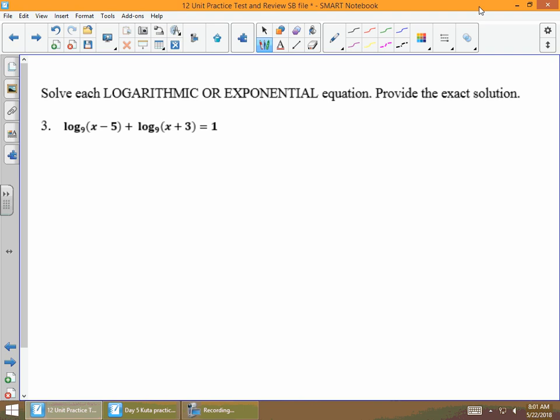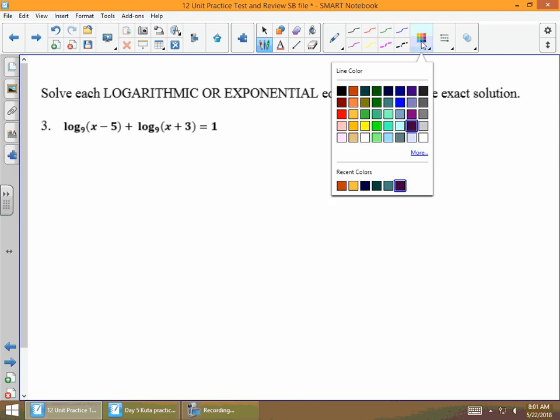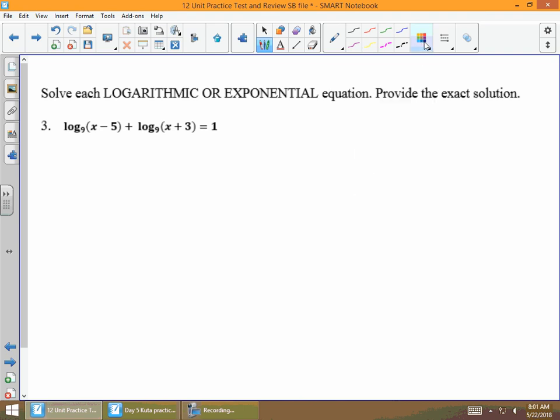This is a logarithm problem, and here we have to start by condensing. So we have that plus in the middle, and of course plus means multiply. So our goal is always going to be to condense and get either a single logarithm or a single logarithm on each side of the equation. So plus means multiply, so this is log base 9 of x minus 5 times x plus 3.